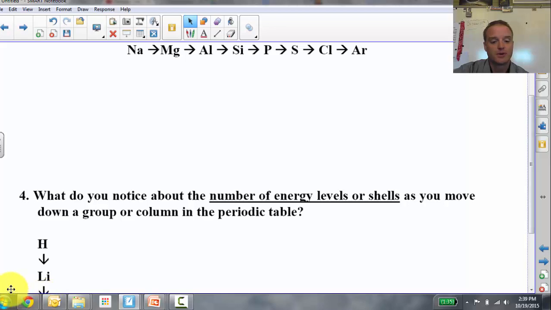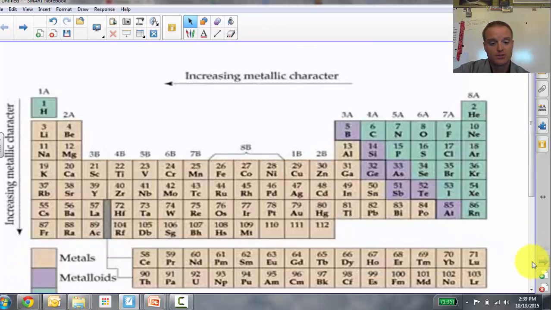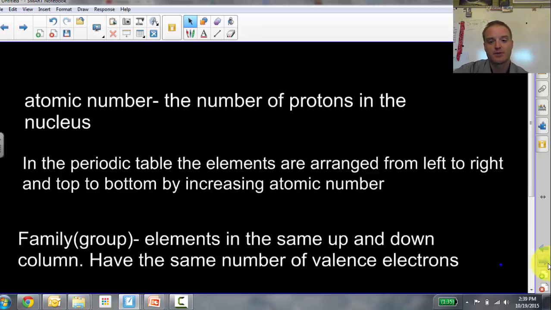What do you notice about the number of energy levels as you move down the group or column? So as you move down, energy levels are going to go up. So 1 energy level, 2 shells, 3 shells, 4 shells, 5 shells. Those are some of the big things we're going to try to figure out as we look at the periodic table. So some things we need to know about the periodic table of elements is how it's put together. Why is it arranged the way that it is? And the biggest reason is by the atomic number.